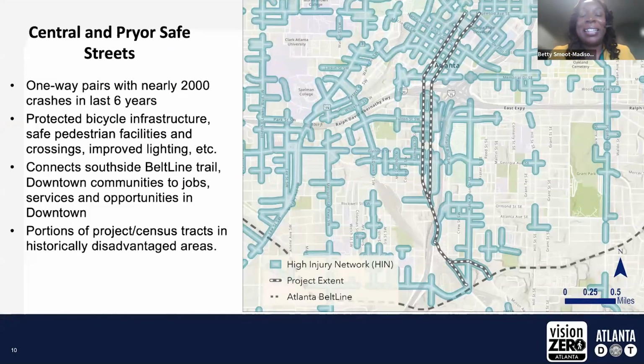Okay, so now I'll kind of get into the specifics of the project itself. So Pryor and Central are one-way pairs that run north and south through the heart of Atlanta's downtown, connecting communities south of downtown to government centers. So we have city government offices, county and state government offices that are all located on or within walking distance of both or one of these corridors. There's multiple rail stations. We've got about 3 rail stations that are directly along the corridors and within walking distance of the corridors.